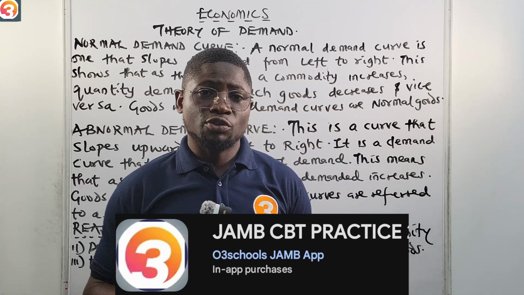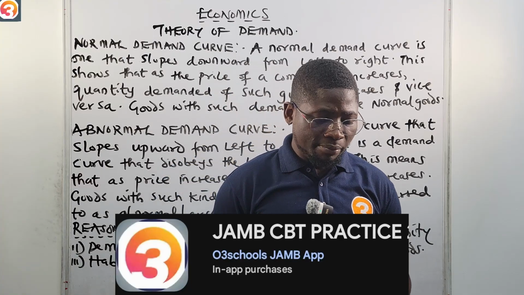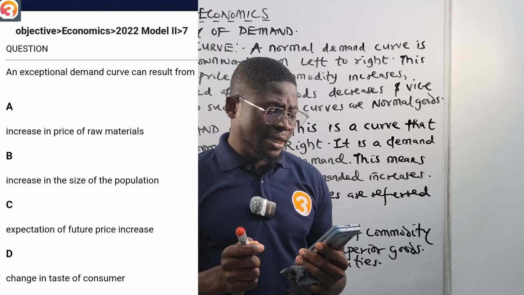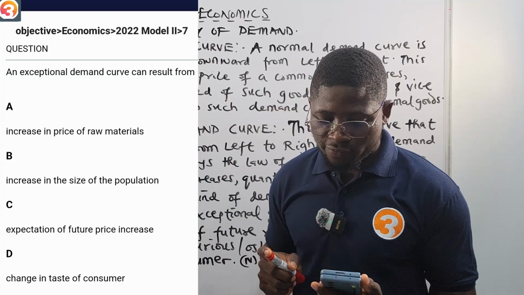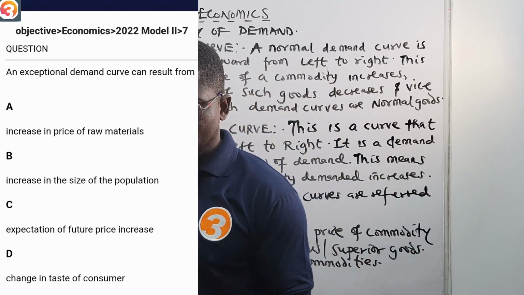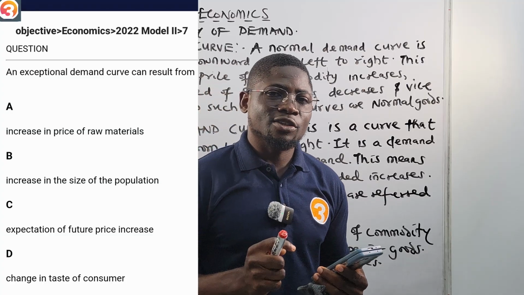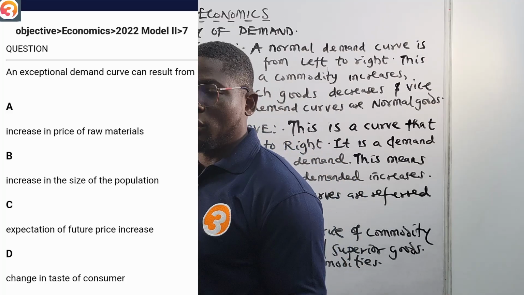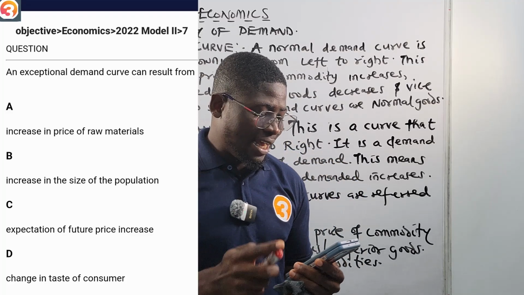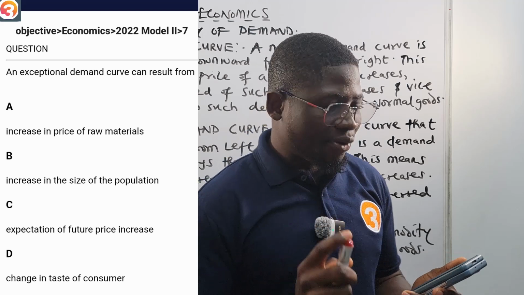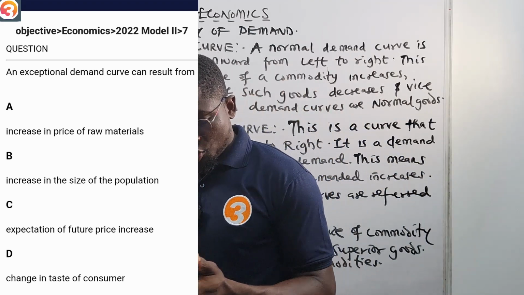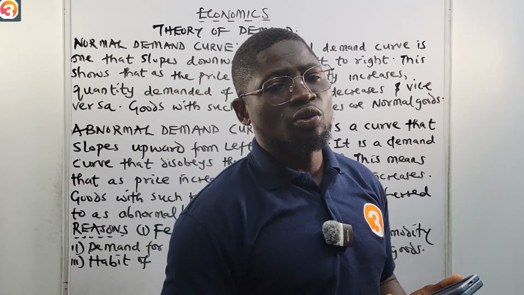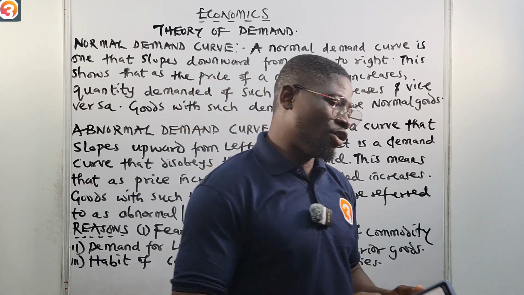Let us see a past question from the O3 School JAMB app from JAMB. This is a 2022 question number 7. It says here that an exceptional demand curve can result from A, increase in price of raw materials; B, increase in the size of the population; C, expectation of future price increase; D, change in taste of consumer. So come back to this question to answer it and many more at the end of this class.